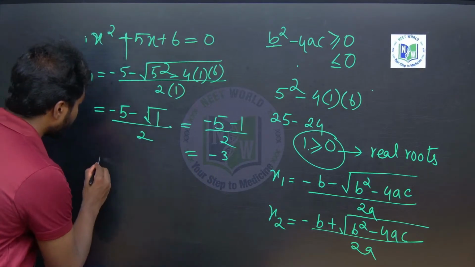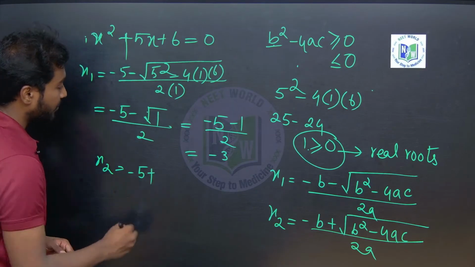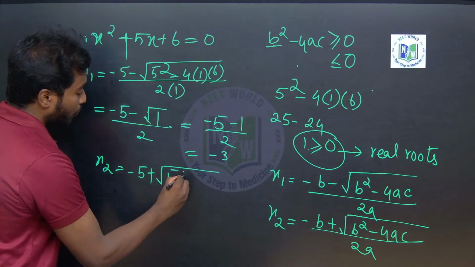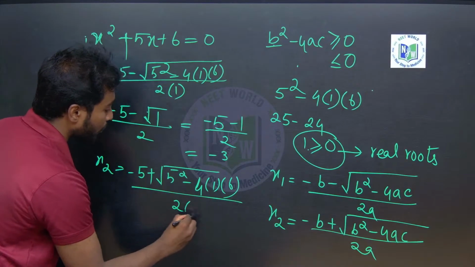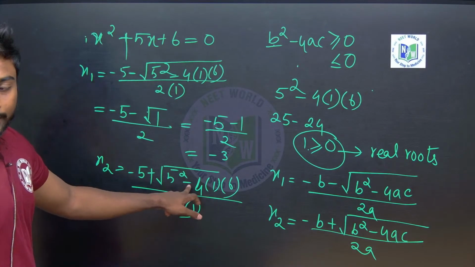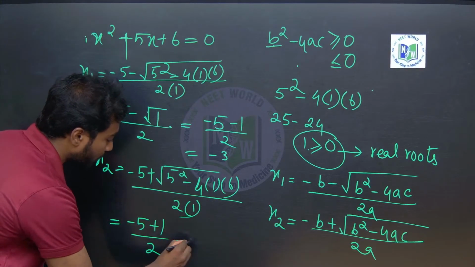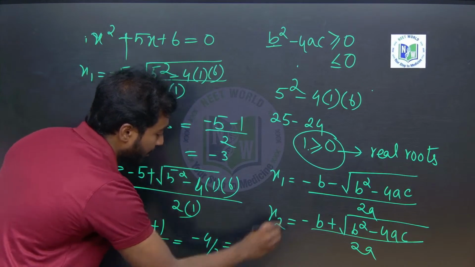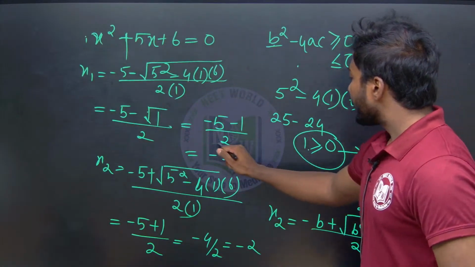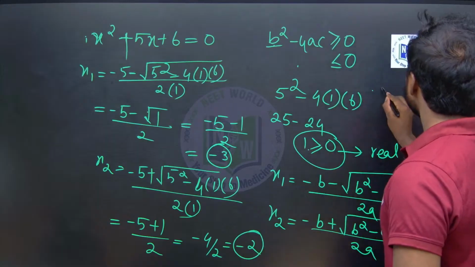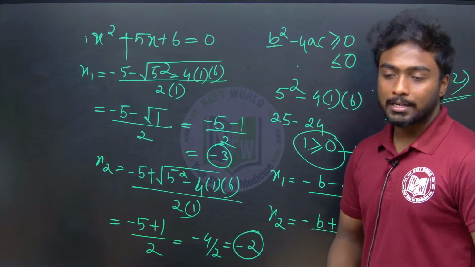Okay. Next one, x2 is equal to minus 5 plus under root of 5 square minus 4 into 1 into 6 divided by 2 into 1. So value of under root is 1, minus 5 plus 1 divided by 2, which is equal to minus 4 by 2, which is minus 2. Understood? So these are the values we got. One is minus 3, one is minus 2. So x is equal to minus 3 comma minus 2. This is the answer for the last question.